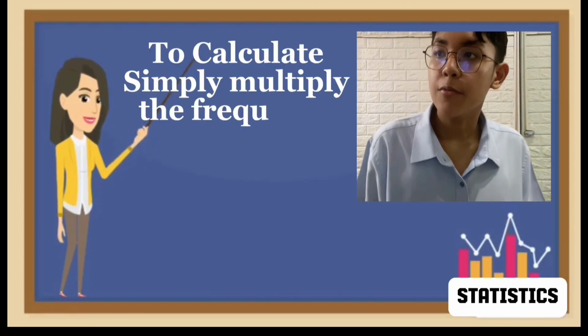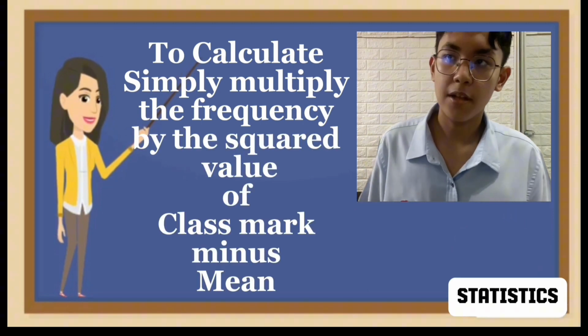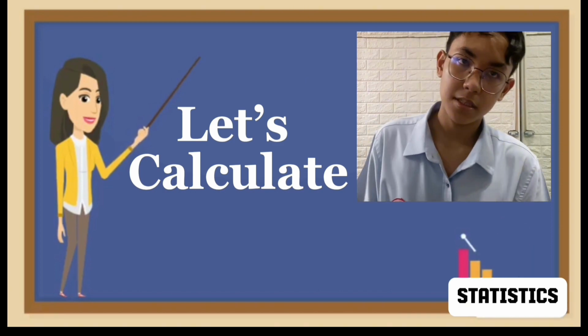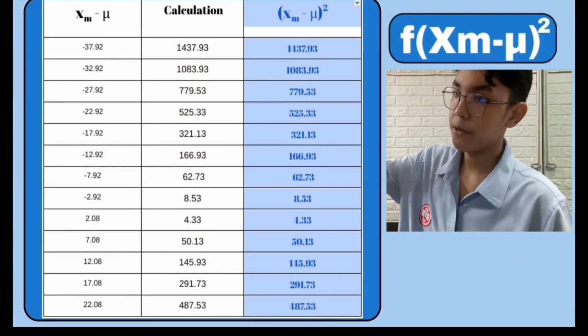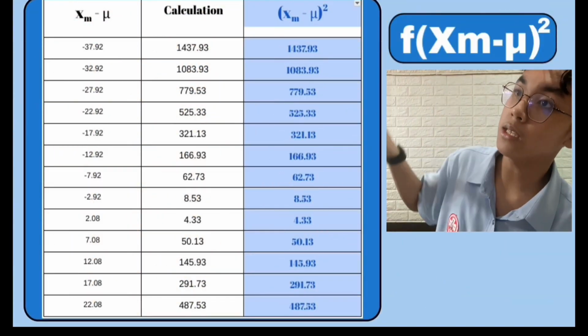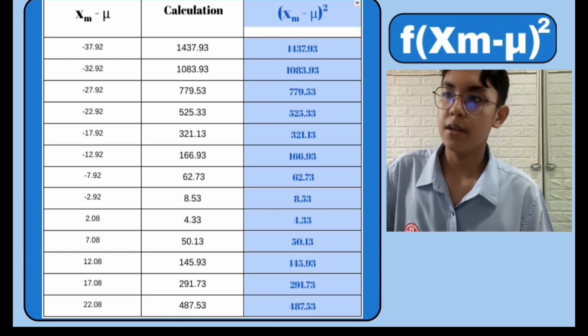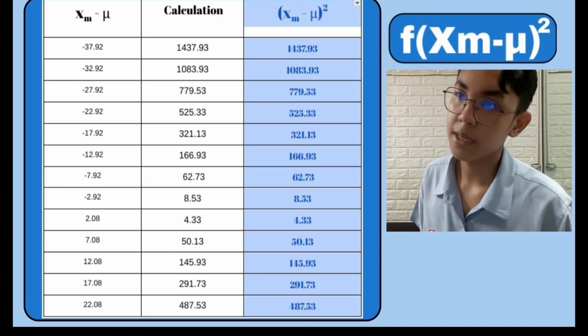Step 8. Calculate the frequency times class mark minus mean squared. And now, let us proceed to the final step, which is step 8, the calculation of frequency times our class mark minus mean squared. To get this calculation, we have to multiply the frequency by the value of our class mark minus mean squared. So let's get started. We have the frequency in our table, we have our formula right here, and then we have to calculate them using multiplication.